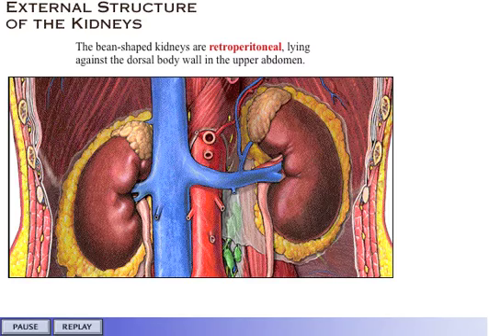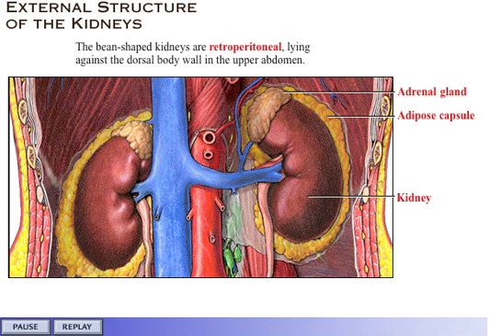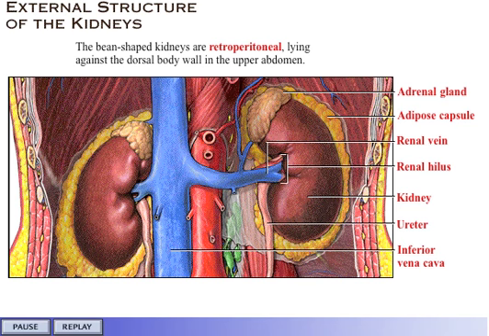Here we see that each bean-shaped kidney is embedded in a fatty adipose capsule. The kidneys are retroperitoneal, lying against the dorsal body wall in the upper abdomen. An adrenal gland, which is part of the endocrine system, lies on top of each kidney. Several structures enter or exit the concave surface of the kidney at the renal hilus, including the ureter and the renal vein, which drains into the inferior vena cava.